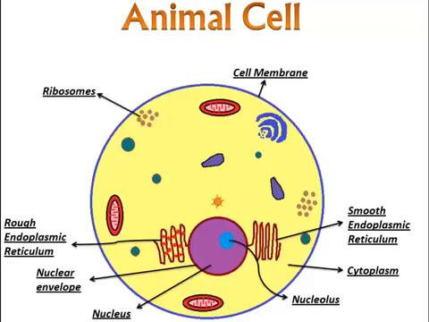Next is ribosomes. Ribosomes are the small particles which are found individually in the cytoplasm and also line the membranes of the rough endoplasmic reticulum, as I've said earlier. And ribosomes in the cell synthesize protein, and they are also called factories of the cell.